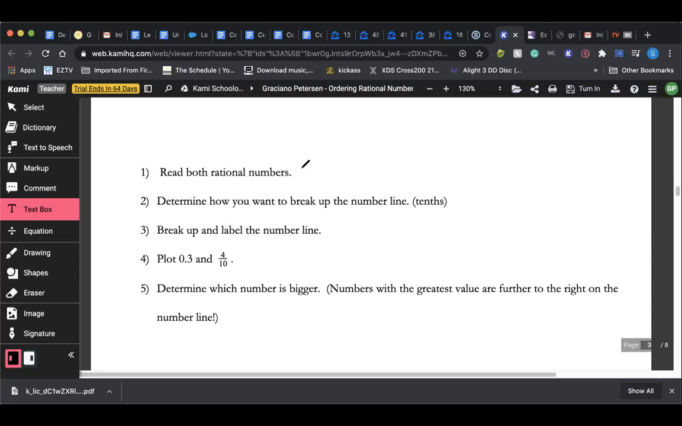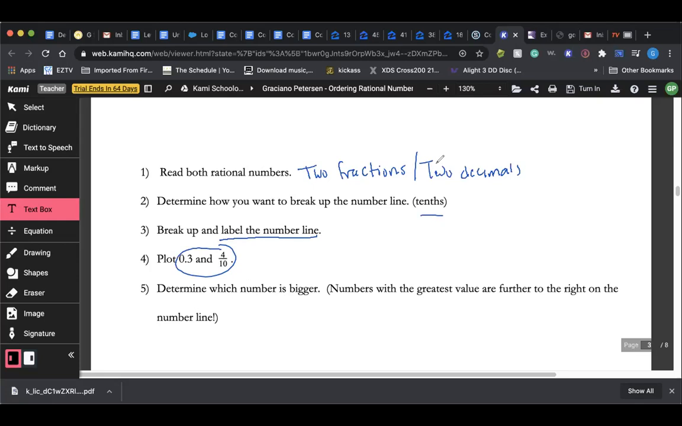All right. It's always a good idea to figure out if you're working with two fractions or two decimals. You always want to convert so you have both fractions or both decimals, because you don't want to have to think one way or the other. Then decide how you're going to break up the number line. If you're going to do it into tenths, label your number line and then plot your points, okay? Which number is bigger depends on how you plot your points.